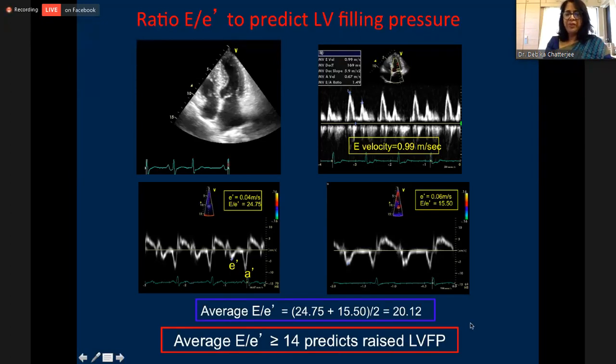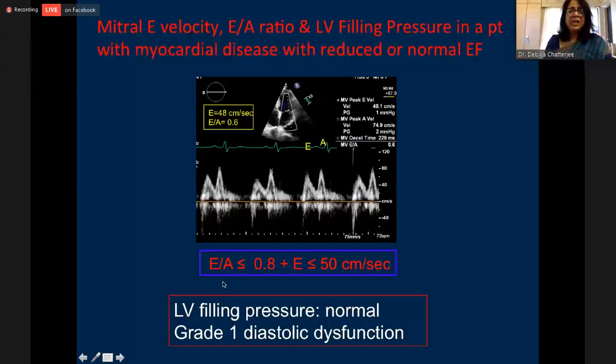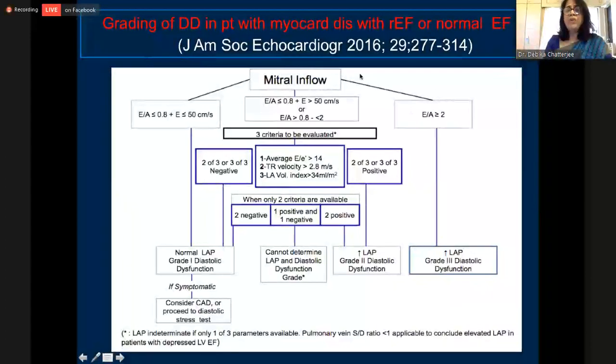Now, let us see this algorithm given by the ASE for grading of diastolic dysfunction in patients with myocardial disease with reduced ejection fraction or normal ejection fraction. First, let us look at the left arm of this flow chart. If the patient's E by A ratio is less than 0.8 plus E wave velocity less than 50 centimeters per second, straight away in this pattern we can say that LV filling pressure is normal, so it is a grade 1 diastolic dysfunction.